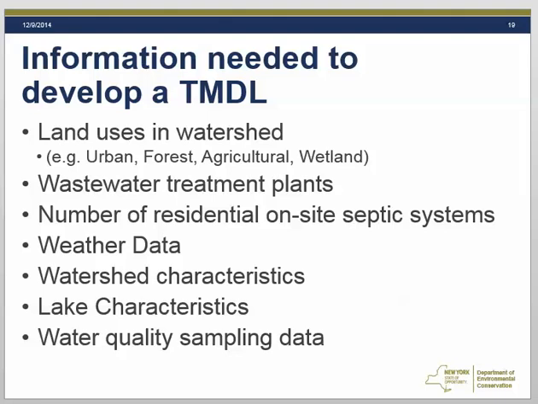Weather data is important as water movement is often the delivery mechanism for nutrients from the watershed into the water body. Other characteristics, such as size of the watershed, soil type, and slope are also important factors. Lake characteristics are important, including size, depth, and residence time. And finally, water quality sampling data is important so that we can match the models to what is actually being observed.